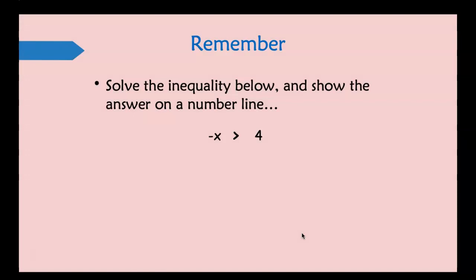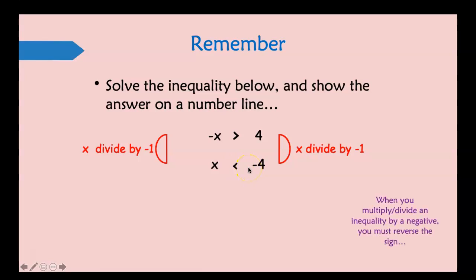Now, I would just like to remind you that I explained in the other video that when you have a negative x, you don't accept negative x, and we can fix that by dividing both sides by -1. If we do that, we will end up with positive x, but we inverse, or use the opposite symbol of, the previous one when we divide by a negative value. Okay, so when you multiply or divide an inequality by a negative, you must reverse the sign.